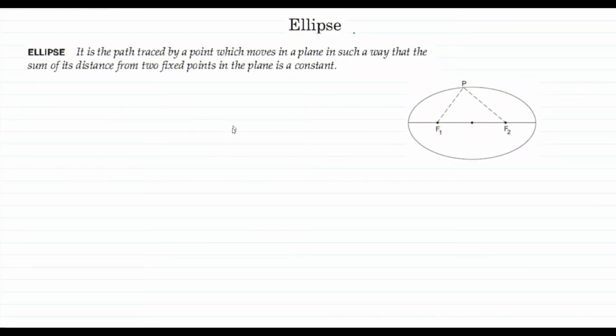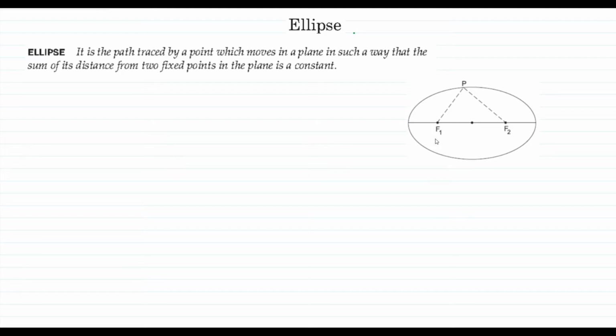Hello students, in this video we are going to discuss ellipse. In the last video we have learned circle and parabola. So what is ellipse? Ellipse is the path traced by a point which moves in a plane in such a way that the sum of its distance from two fixed points in the plane is a constant.